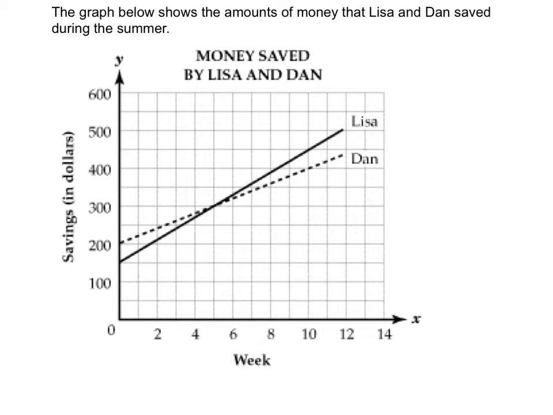Here's another one comparing money saved by Dan and Lisa. It looks like Lisa's saving a little more per week than Dan is. Dan's saving less, but he has more at the beginning. So what we would look for as a solution is when they have the same amount of money after how many weeks, so where they cross, which would be 5 weeks and $300.